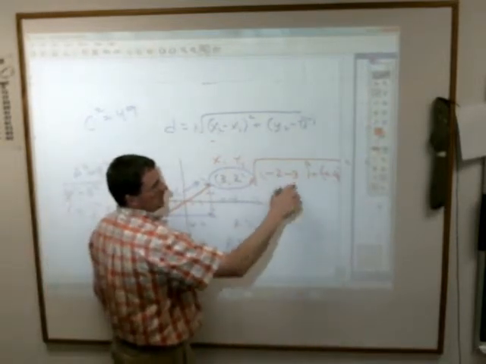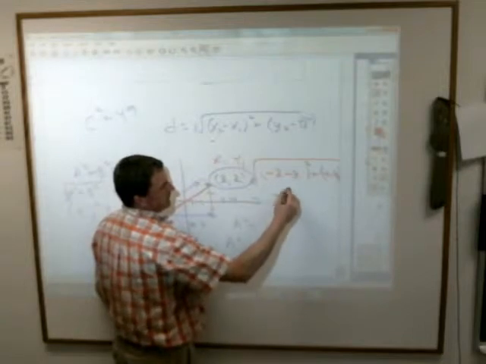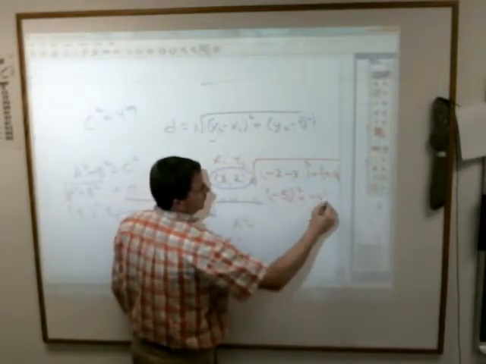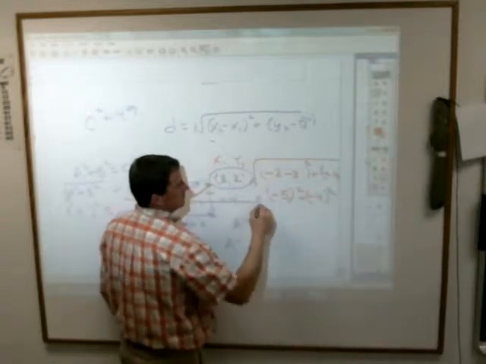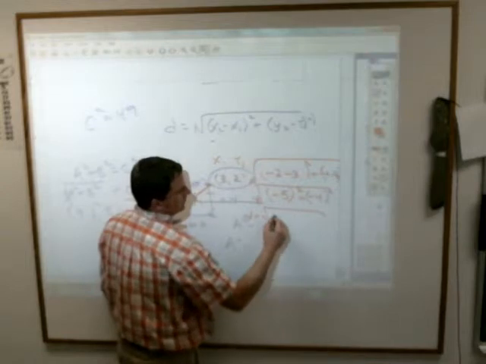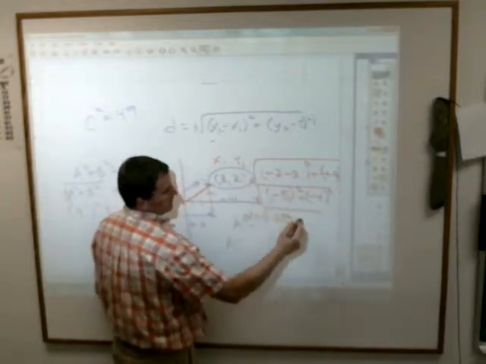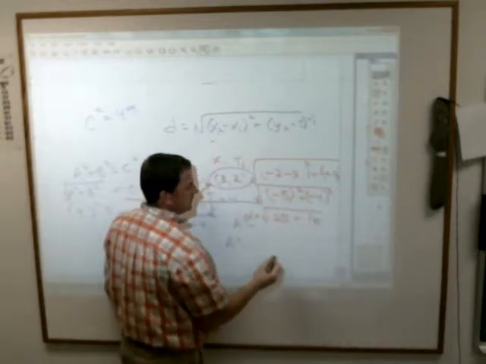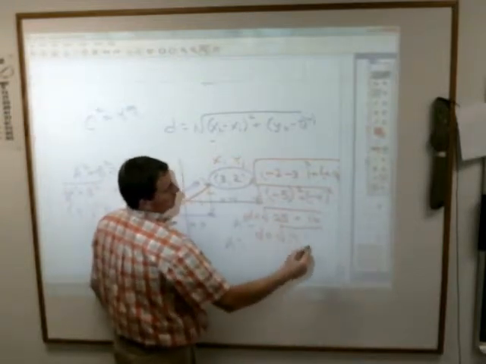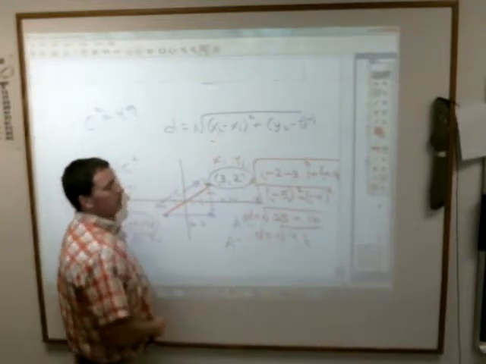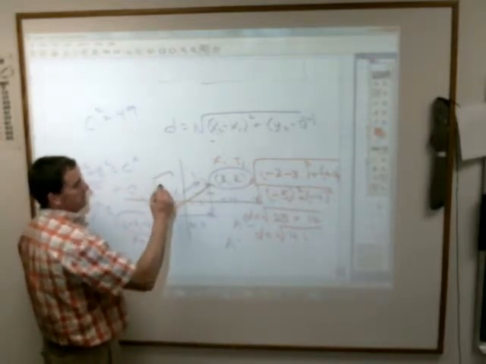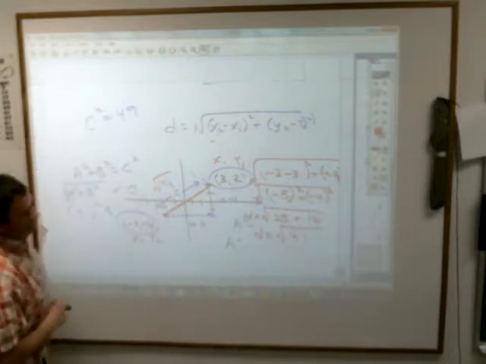And negative 2 and negative 3 is a negative 5 squared plus a negative 4 squared. So the distance is going to equal the square root of 25 plus 16. So the distance equals the square root of 41. You can't simplify 41 anymore. So this distance from here to here is the square root of 41.